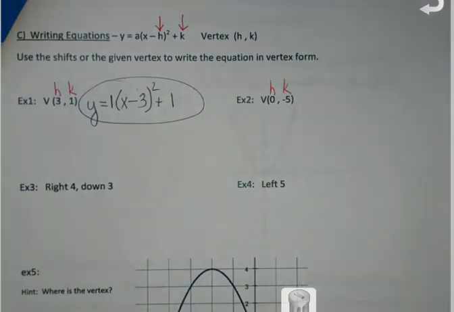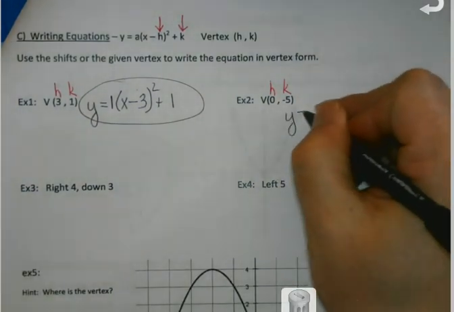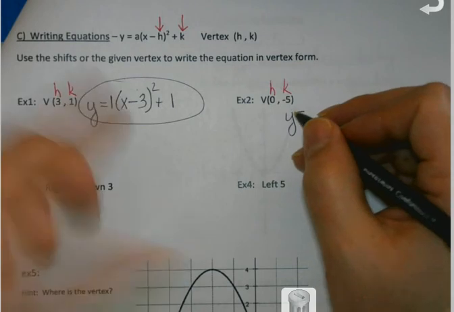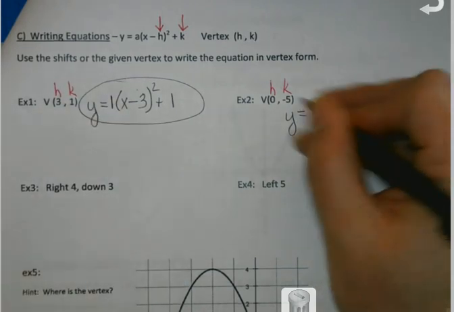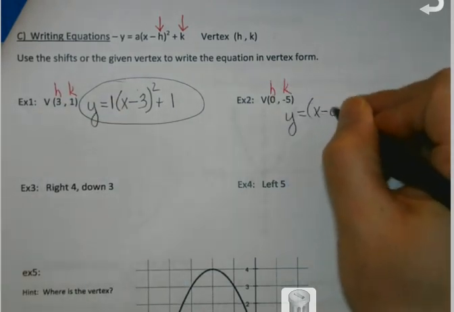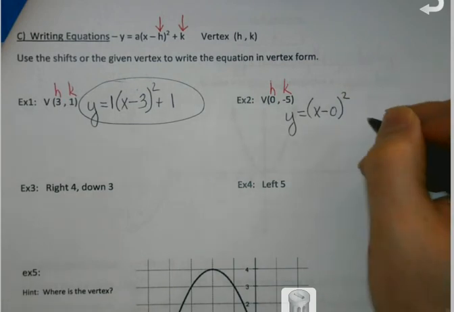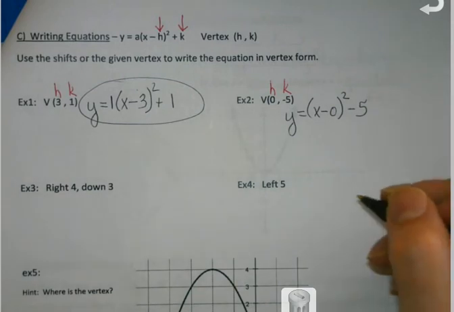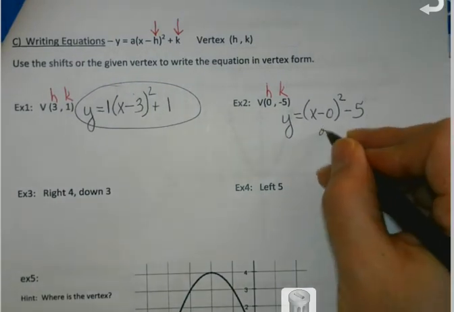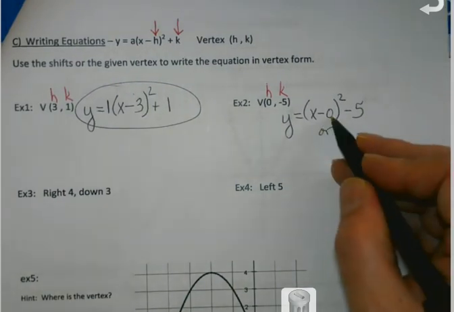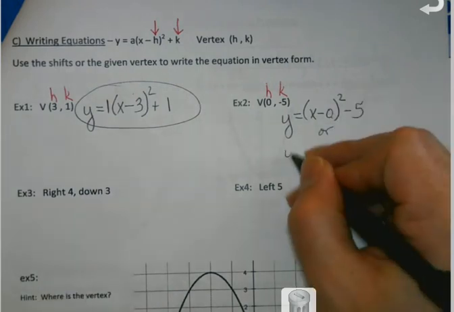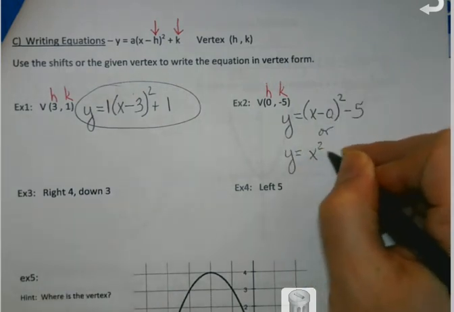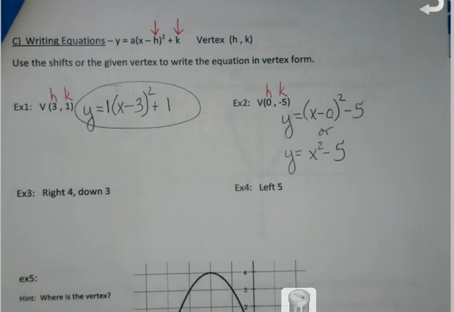If I have my h and k, y equals, I don't see anything about an a value, so I'm just going to leave it out this time. So I've got x minus h squared. I could put plus -5, but that might get confusing. So I'm just going to put minus 5. Or in this case, since there is no h, x minus 0 is just x, I could just write it this way. But both of them are perfectly fine, acceptable ways to have that written.